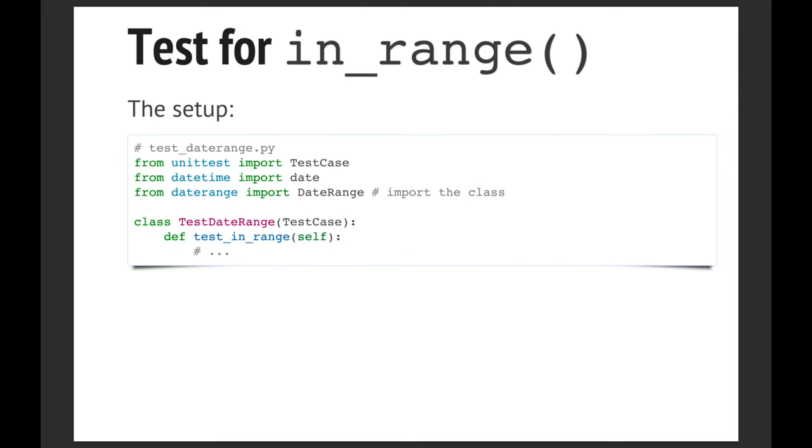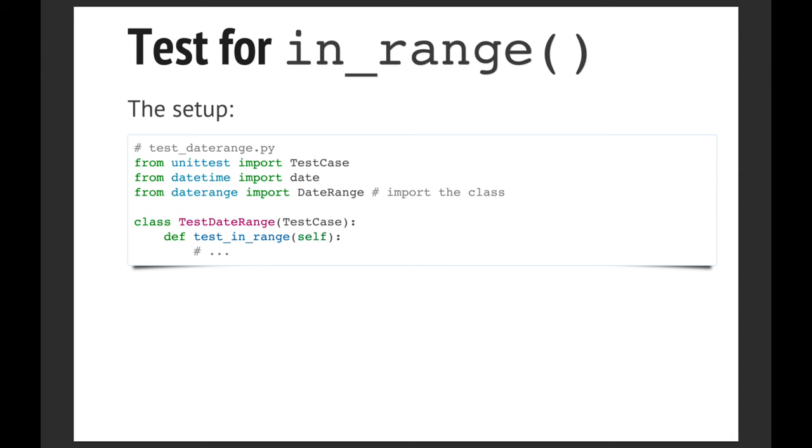Here's our test file. It's called testDateRange.py. We import TestCase, and we also import the date class. But notice we also import DateRange from another file. This is normally how you do it. You put your application code in one file, and your tests in a different file. Then you just import whatever you want to test. In this case, the DateRange class.